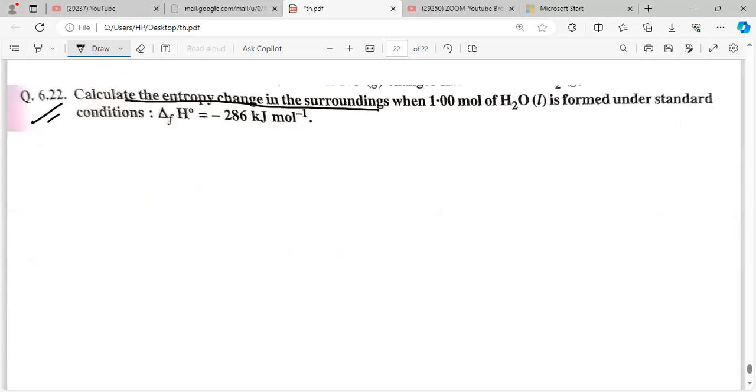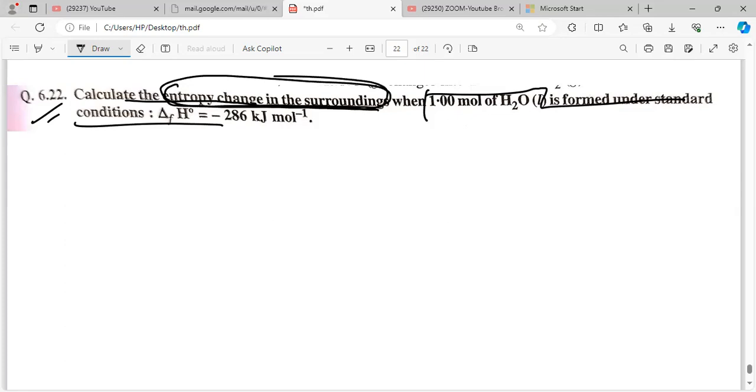This question, the last one: Calculate the entropy change of the surrounding when 1 mole of H2O is formed under the standard condition. So they are asking the entropy change in the surrounding. Now, it is a very important, good question. Delta S is equal to Q upon T. But here is what they have given.